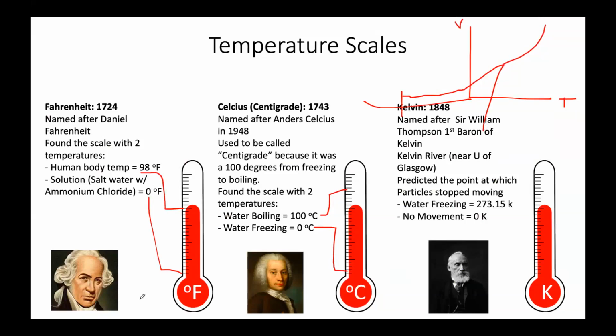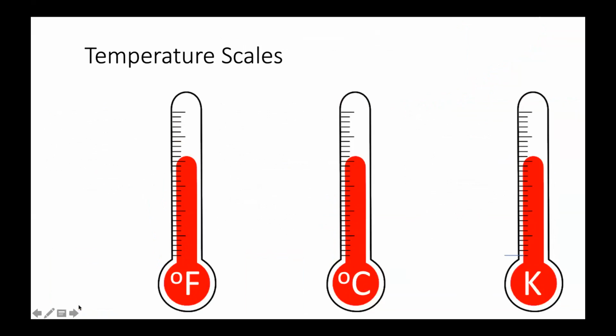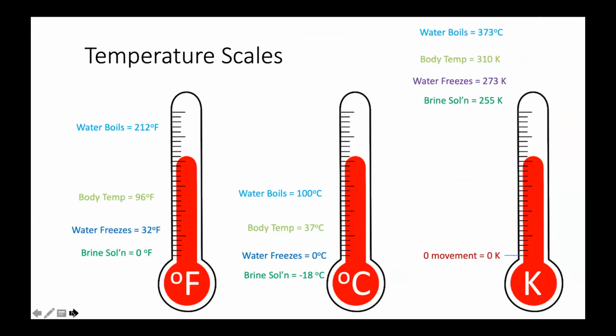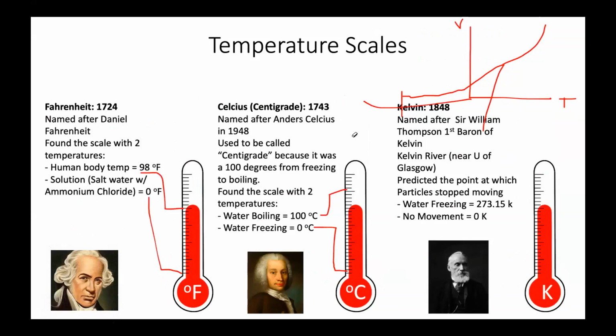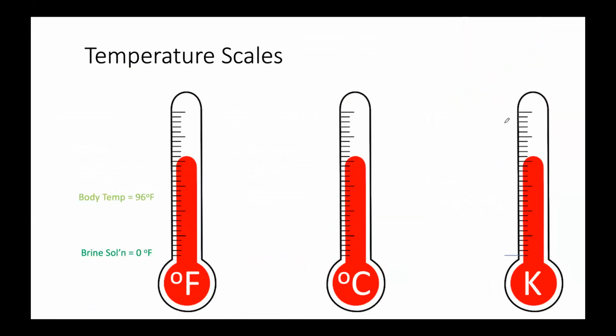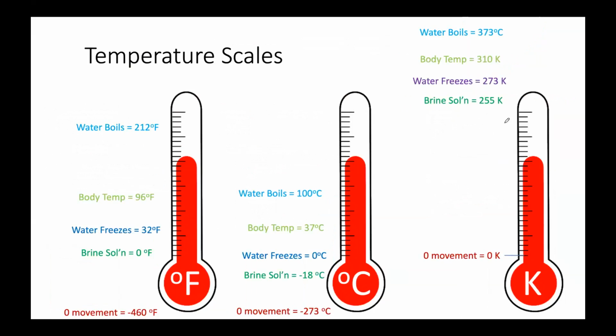Sorry, let's just undo that a little bit. Anyways, he figured out that the temperature goes way back over here, and it's super low. So he figured out absolute 0 was the point at which there would be no movement based on volume and temperature. Kind of cool. And then here, just how the scales look different and how they're similar.